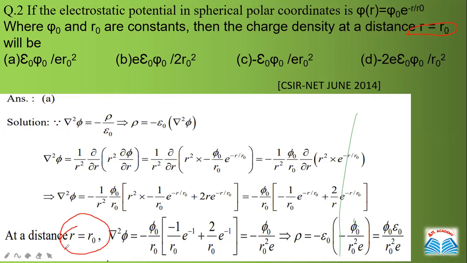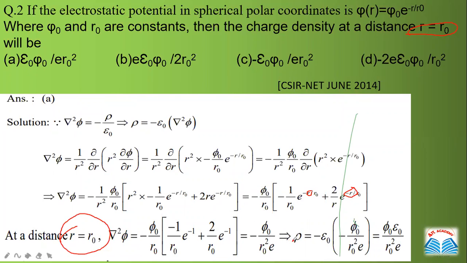So at a distance r equals r naught. What they are saying is to just put r equals r naught. So we will put r naught here and R naught here also. So this minus R naught over R naught will be exponential minus 1. This will be again exponential minus 1. So these are the terms.